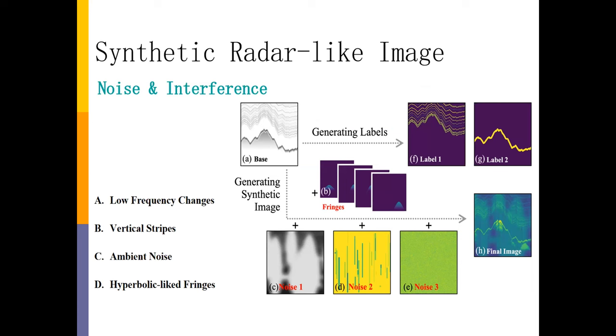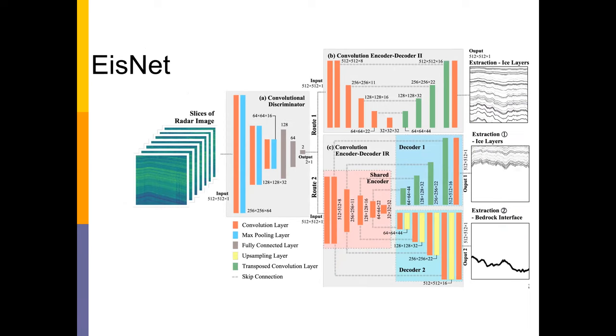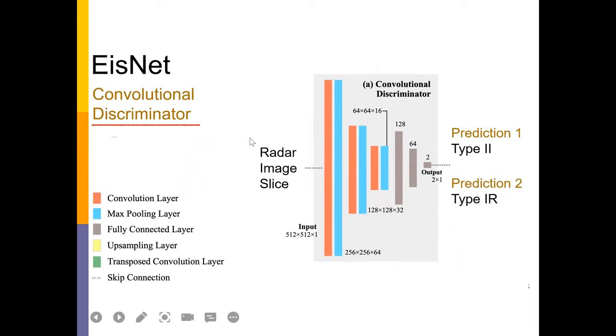Our ISNet is a CNN model. Its structure is like this. It also has two decoders for ice layer and bedrock picking. The input of our model is the radar measuring slice, and the output is a prediction. One type is the ice layer, and the second type is the bedrock geometry.